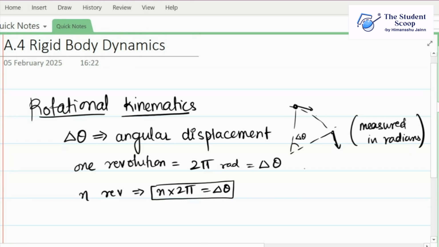Also, you need to know the conversion between radians and degrees. So if an answer is given in degrees, you can multiply by pi by 180 to convert your answer into radians.